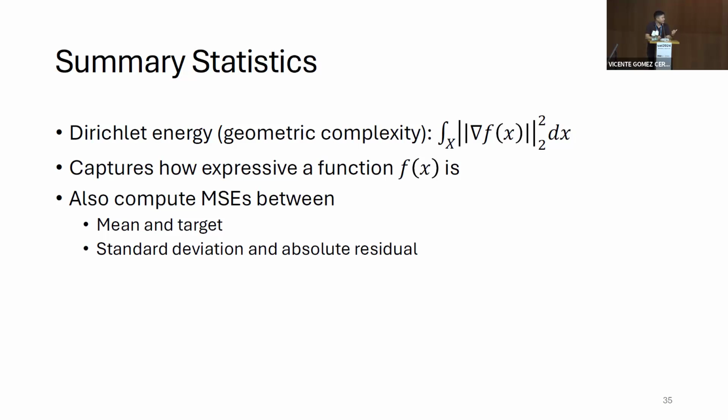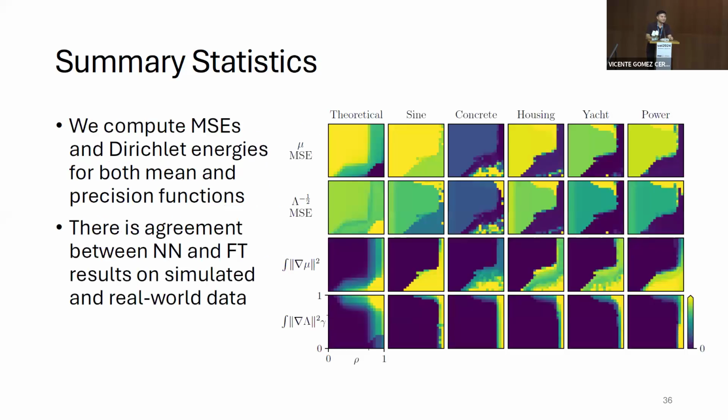And then there's 2 more metrics that we compute. We compute MSEs between the mean and the target. This assesses how well our mean network is doing. And then we also computed the MSE between the standard deviation and the absolute residual as a way of measuring how well our standard deviation network was performing.